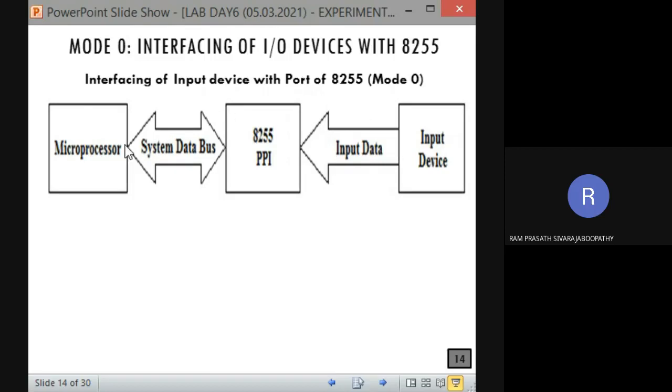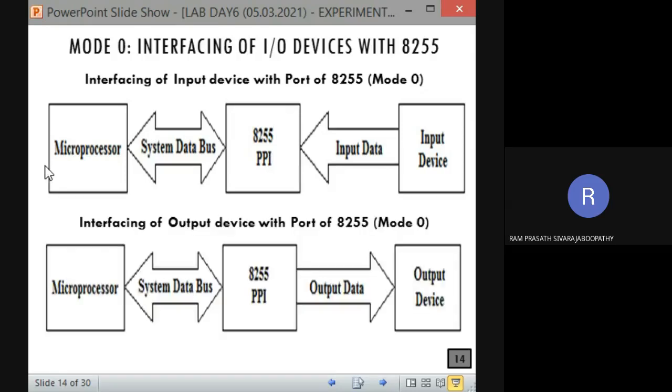Listen carefully. How the interfacing can be done: the microprocessor and 8255 system are connected through the data bus like this. Then the input device data comes in through the data port pin, and the microprocessor will read it. Whereas for output, we are writing to 8255, and from 8255 through the port pin it reaches the output device. That's all. So this we call simple IO mode. When we read this port, whatever data the input device gives, we take it in. Similarly, when we write to the 8255 port, whatever we write in the port register is available at the output pin. That's all.